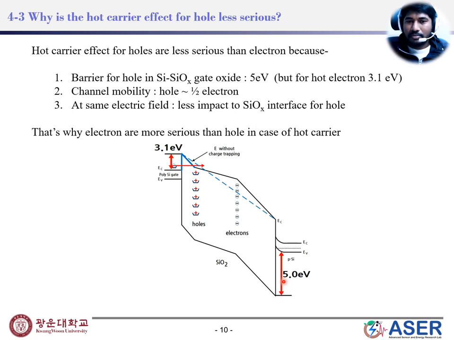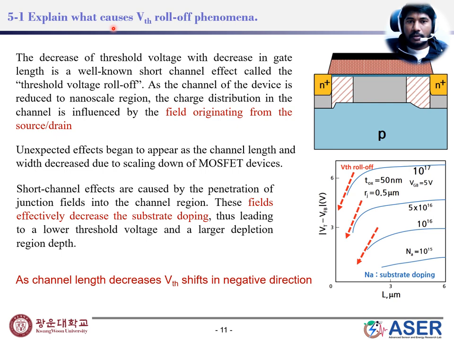The channel mobility of holes is also half that of electrons, and at the same electric field there is less impact on the silicon dioxide interface for holes. That's why electrons are more serious than holes in the case of hot carriers.